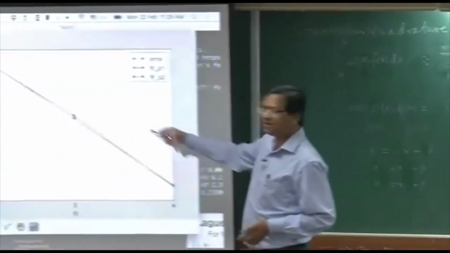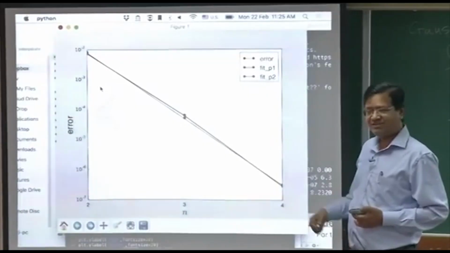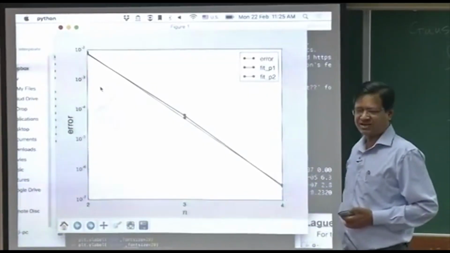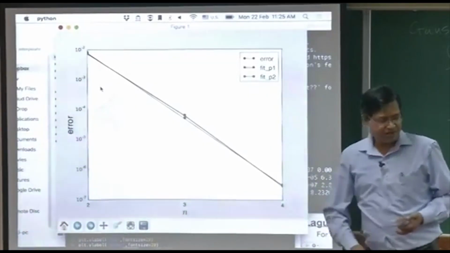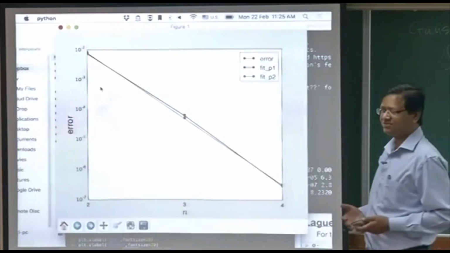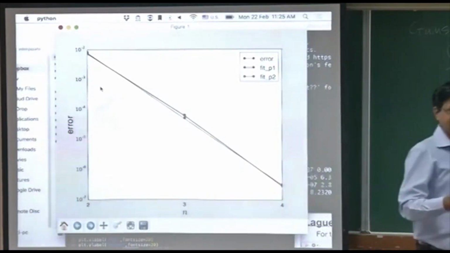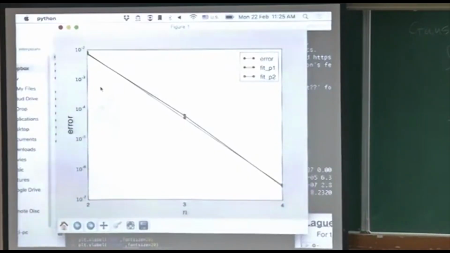So this looks like a straight line, but I want to fit, is it really a straight line, or is there some correction to the straight line? So Python has a very nice function called polyfit, polynomial fit. So what should I polyfit? So n is one axis, one variable. You must have done this linear regression, right, y equal to ax plus b, given data xi's and yi's, you can make a linear fit.